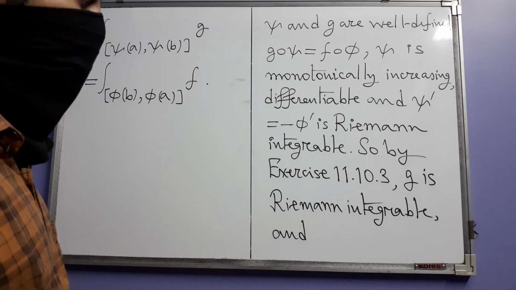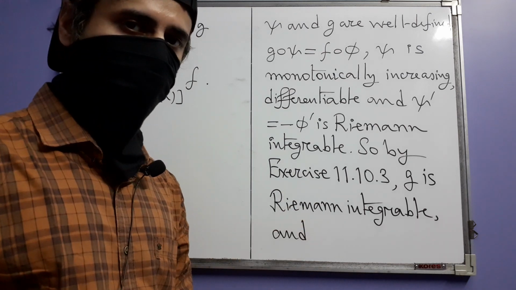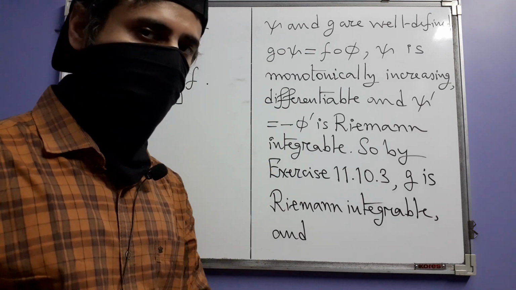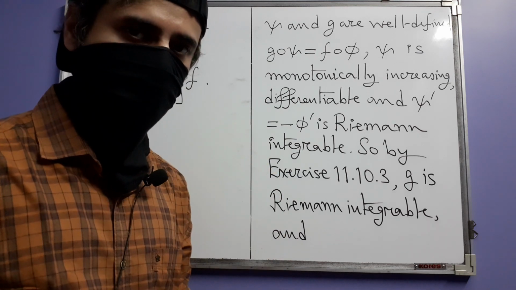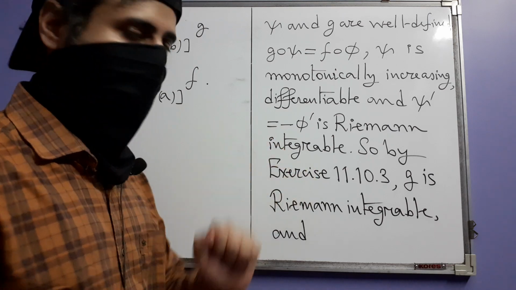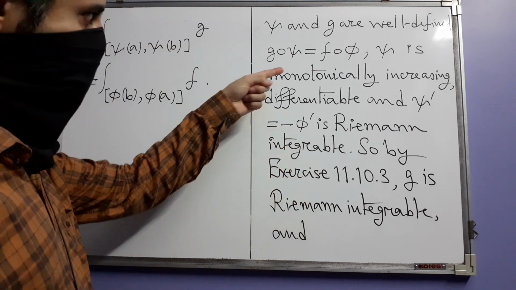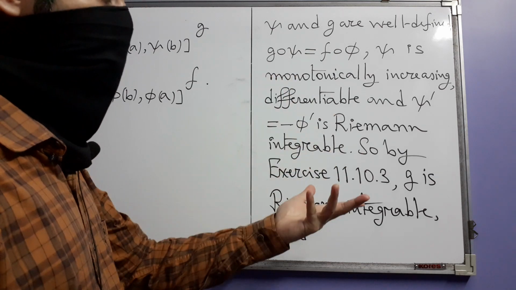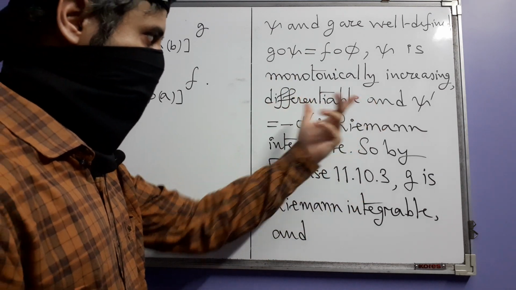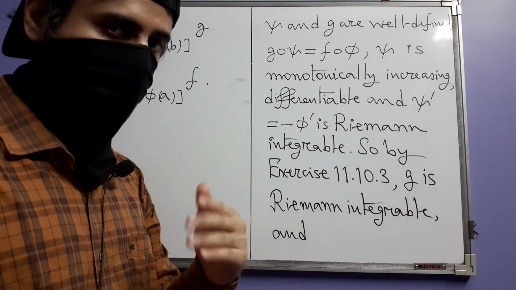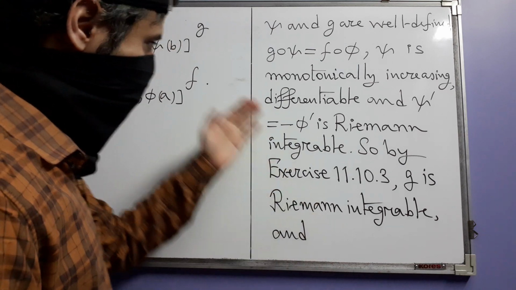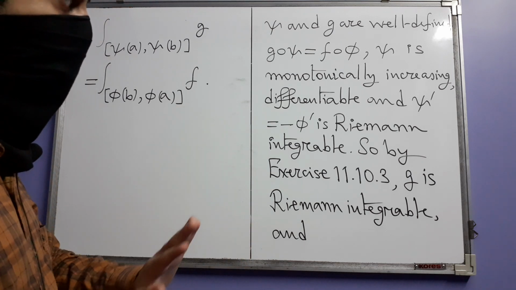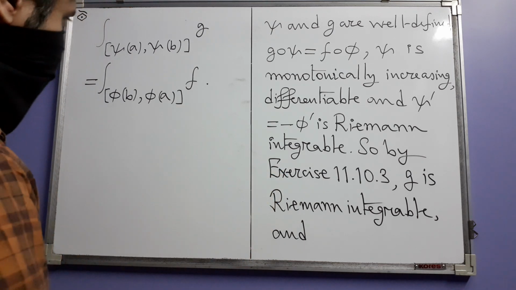Alright, and now we are going to apply our original change of variables formula 3 to which functions? To g and psi, because psi now satisfies all those conditions, those hypotheses. Psi is monotonically increasing, is differentiable, and its derivative is Riemann integrable. But we also need g to be Riemann integrable, which however is coming from here. Okay, so we can apply our formula to g and psi.